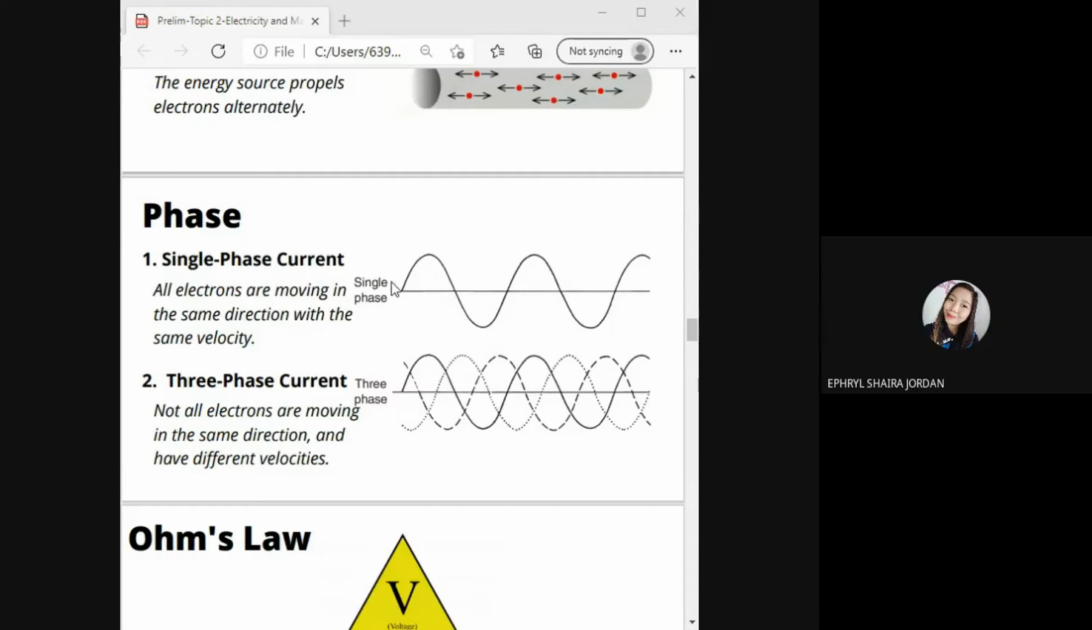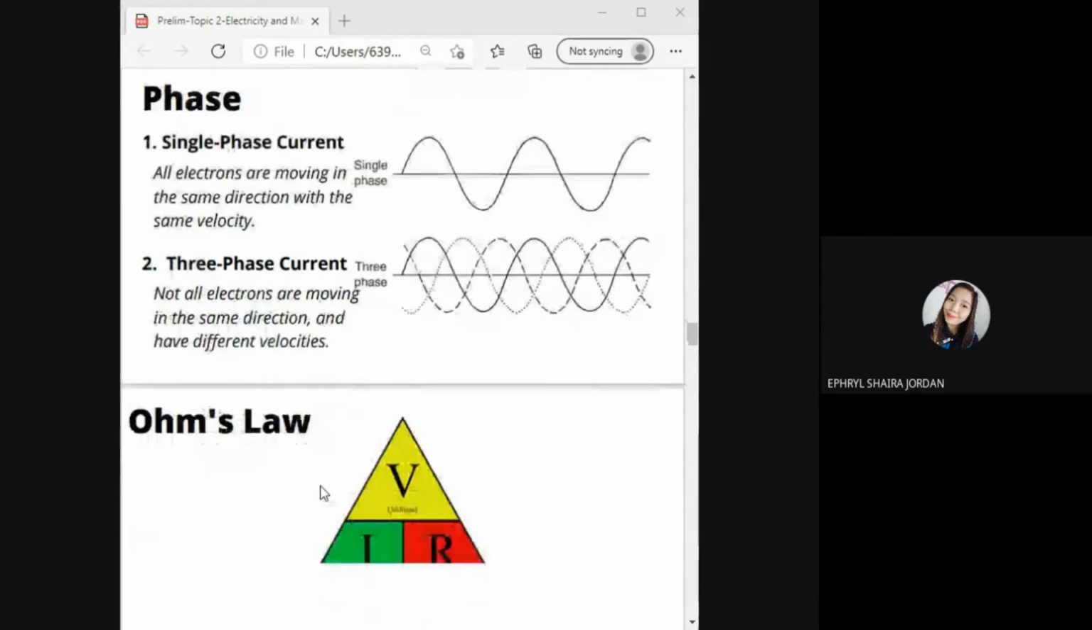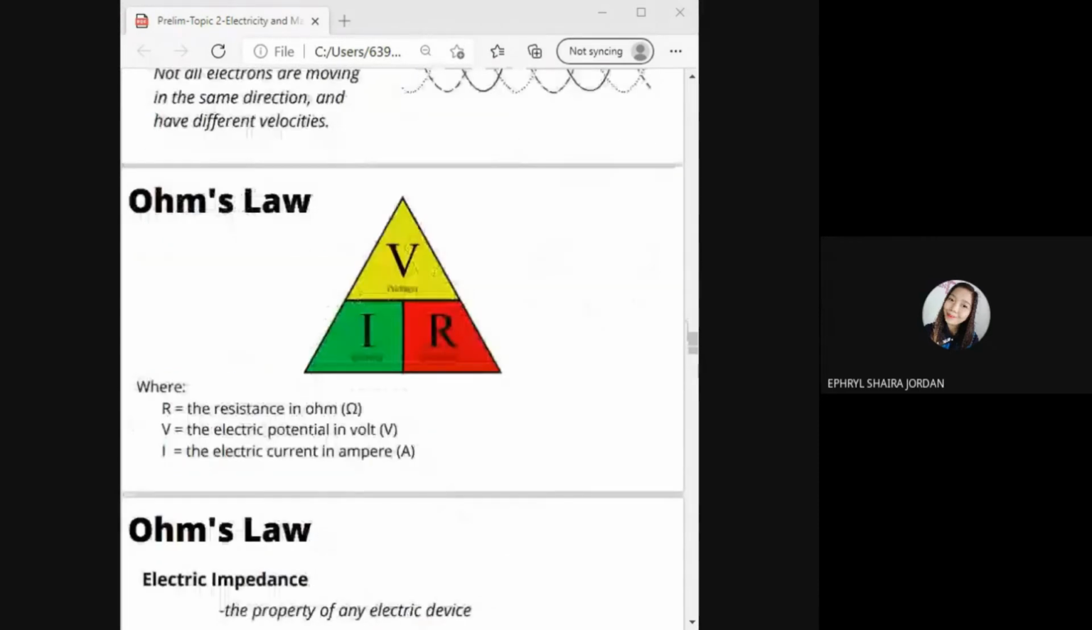And that's in phase and out of phase. So now let's discuss Ohm's law. Ohm's law states that the current through a conductor between 2 points is directly proportional to the voltage across the 2 points. We have a formula here.